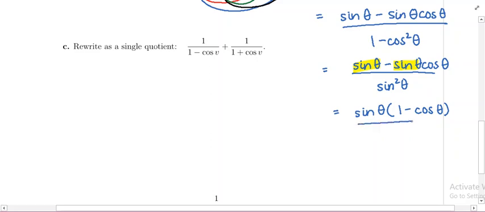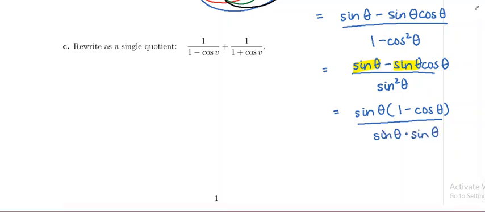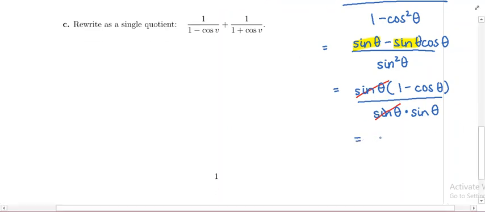The bottom is sine squared theta. Remember, that's the same thing as the sine of theta times the sine of theta. Then you see that there's a sine theta in the top, and it cancels with one of them in the bottom. So the whole expression simplifies to 1 minus the cosine of theta over the sine of theta.